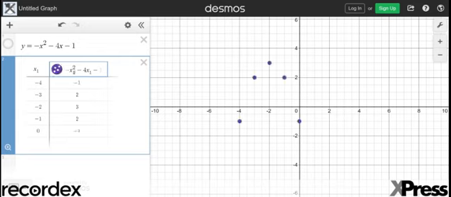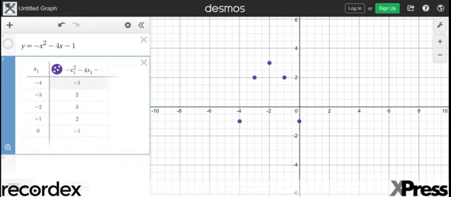Notice it all of a sudden put all my numbers, negative 1, 2, 3, 2, negative 1. You should see that repeating, negative 1 to negative 1, 2 to 2, 3 in the middle. But there are your ordered pairs that you could now put on a graph.